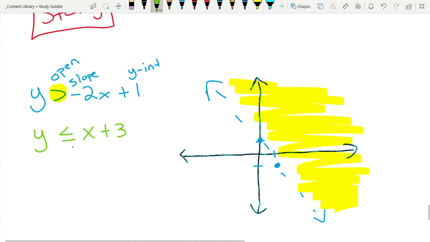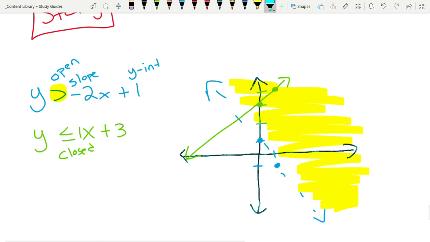Now we graph the second inequality. Slope-intercept again, so the y-intercept is a 3. So I started at 3. The number in front of here is really a 1, so the slope is 1. So we go up 1 over 1, which puts me right here. This is a closed circle, so I would use a closed line.